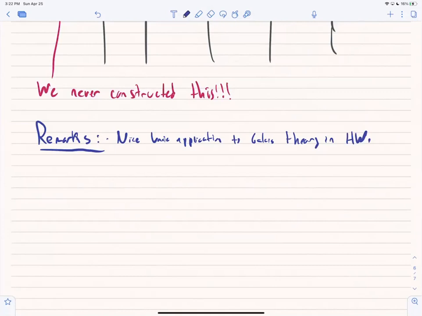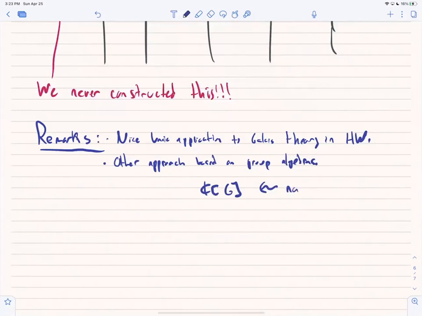And then the other thing I wanted to mention is that there's this other approach based on group algebras. So if you look at this thing that I was calling the regular representation before, CG, it's a vector space and it's a representation, but actually it has a natural algebra structure. This is a natural C-algebra.